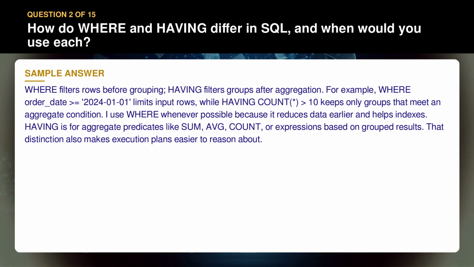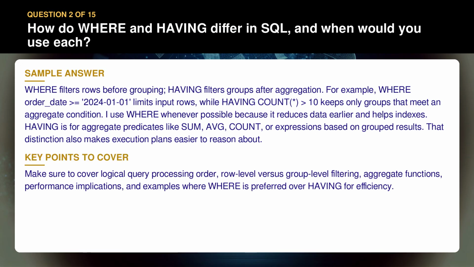I use where whenever possible because it reduces data earlier and helps indexes. Having is for aggregate predicates like sum, average, count, or expressions based on grouped results. That distinction also makes execution plans easier to reason about. Make sure to cover logical query processing order, row-level versus group-level filtering, aggregate functions, performance implications, and examples where where is preferred over having for efficiency.